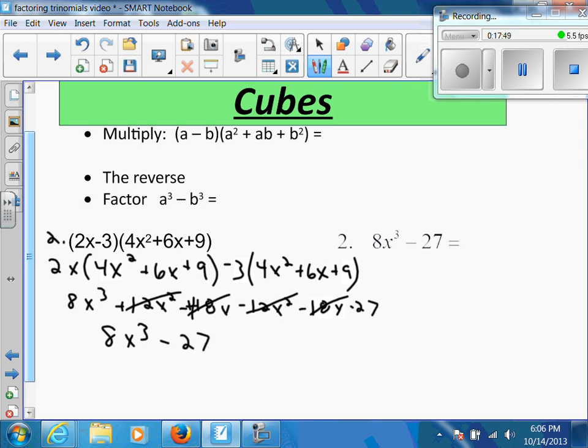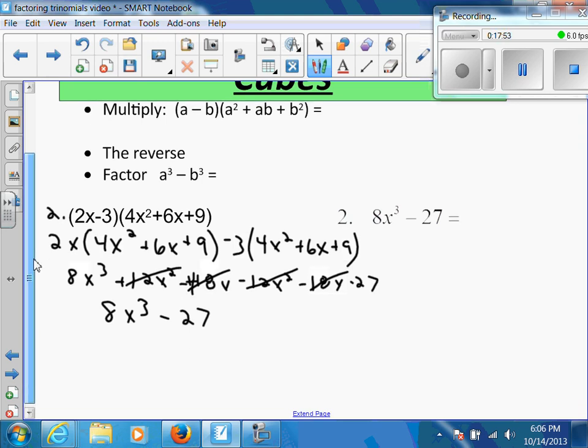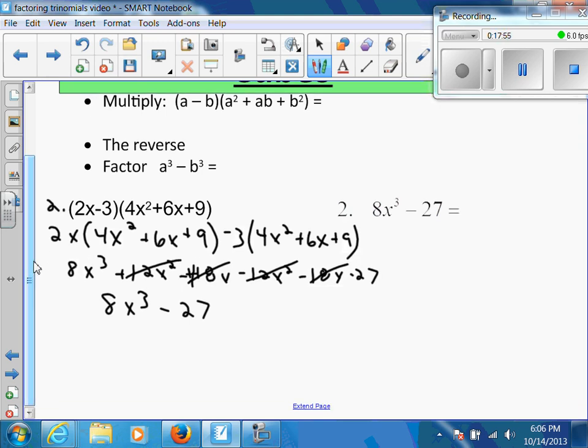What do you think we need to do first? Well, let's take the cube root of 8x cubed. The cube root of 8 is 2. Cube root of x cubed is x. 27, cube root of 27 is 3. Let's take the first one, 2x. We're going to keep this operation the same, so 2x minus 3.